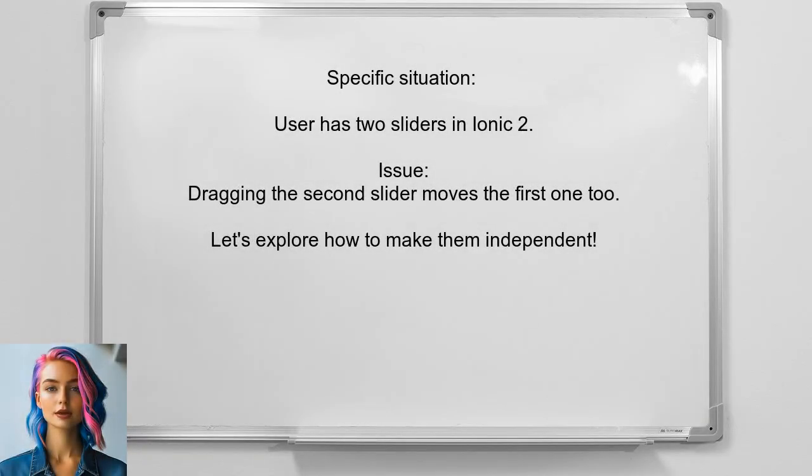Here's the specific situation we're addressing. One user mentioned that they have two sliders in their Ionic 2 application, but when they try to drag the second slider, the first one moves too. Sound familiar? Let's explore how to make these sliders independent.